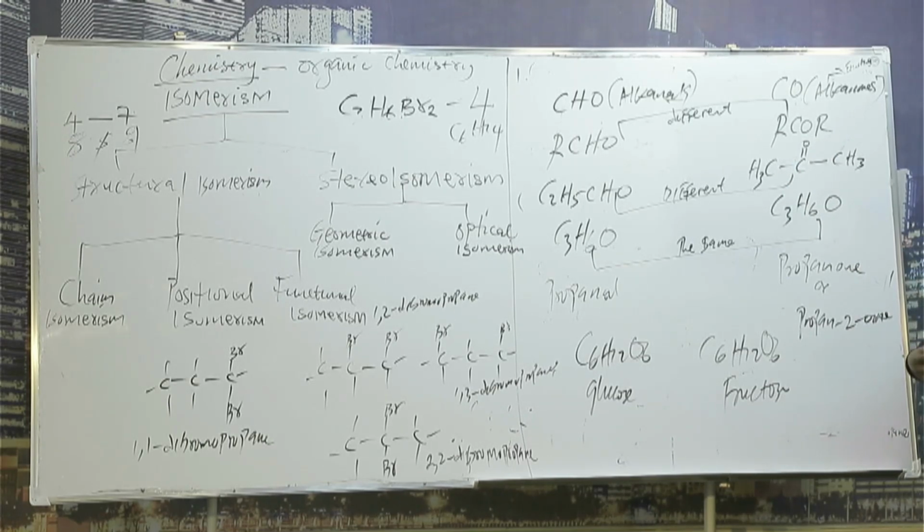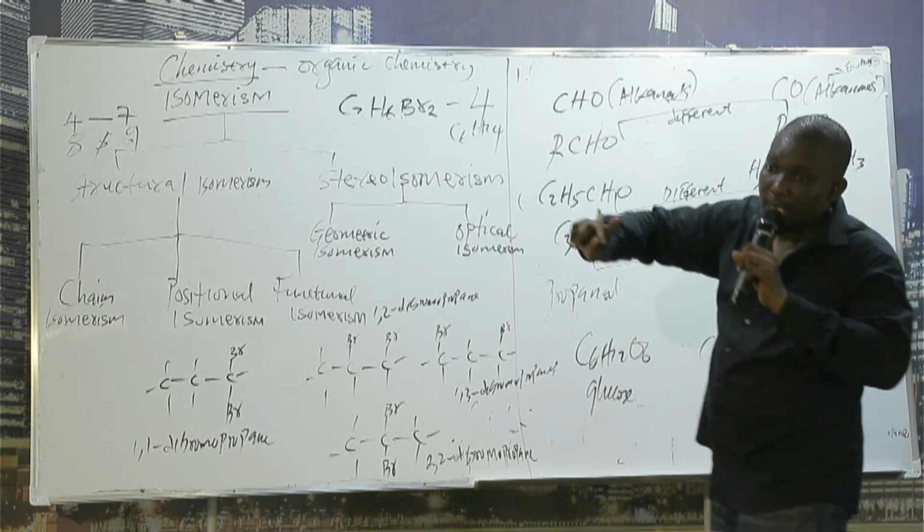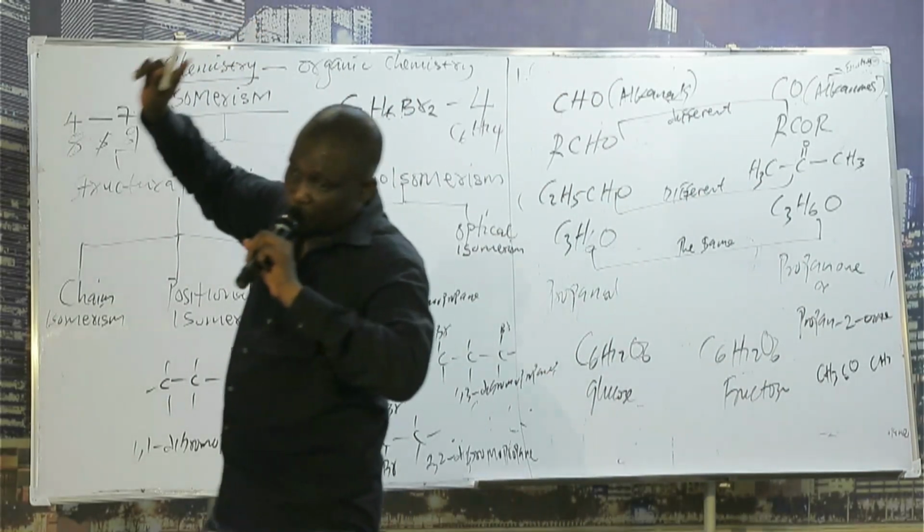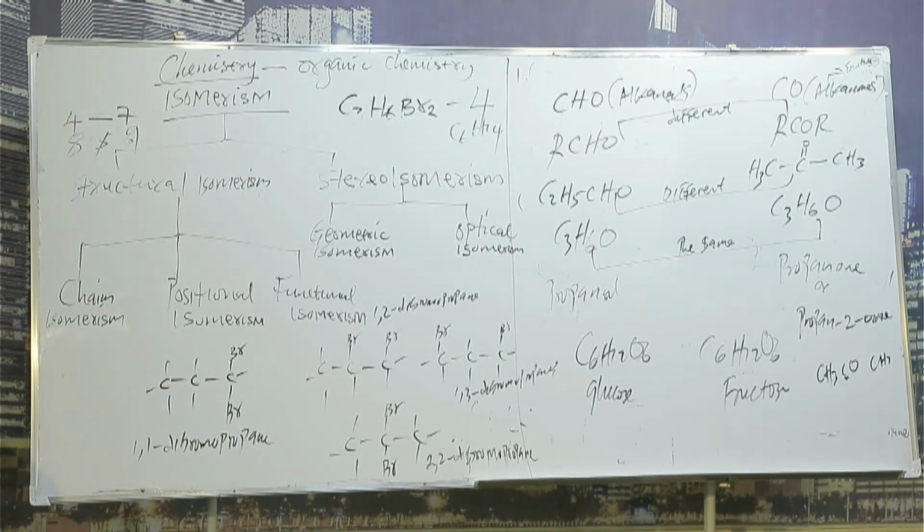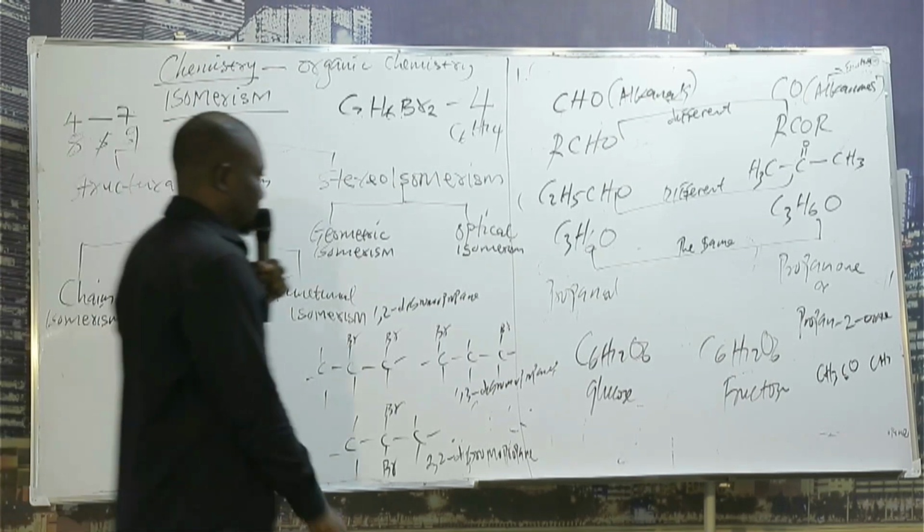Can I say CH3CO? It doesn't work like that. So the CO must be in the middle between this and this. So the simplest alkanone is propanone. The first member of alkanone is propanone. No methanone, no ethanone. The first is propanone. Please take notes. It's very important.